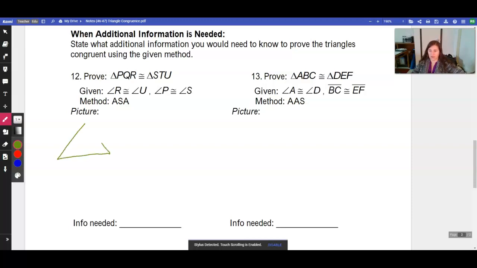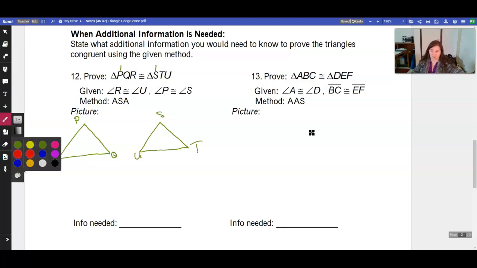Okay, so it doesn't matter what your picture looks like. I would try to make them look similar. So PQR, doesn't really matter how you label them, but I would probably label them the same. So I put P at the top, so that means I should put S at the top. And then Q went to the right, so T goes to the right. You don't have to do that, it just makes it easier on you.